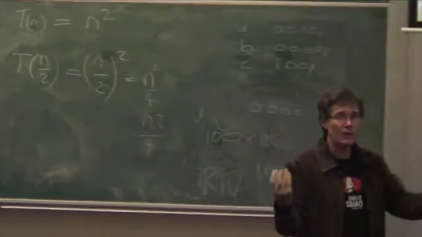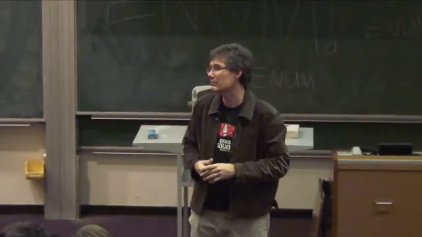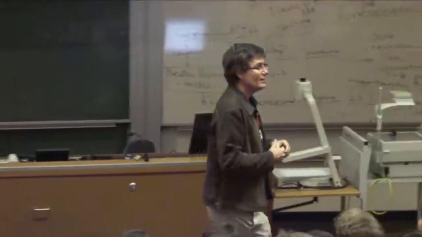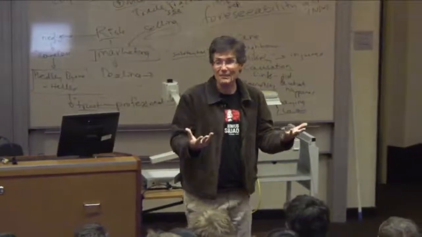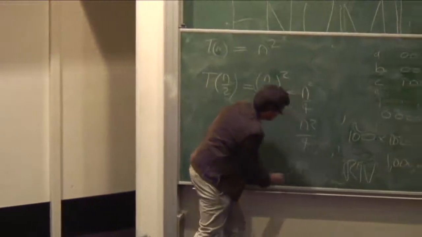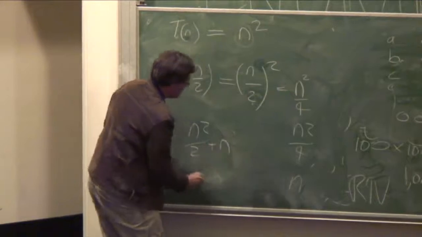So as long as the amount of work to combine those isn't vast, in this case as long as it's not n squared on 2, if it's linear, for example, which it will turn out to be, then that's fantastic. That means the total amount of time I'm going to spend is n squared on 4 plus n squared on 4 plus combining cost, which is n. That's n squared on 2 plus n.